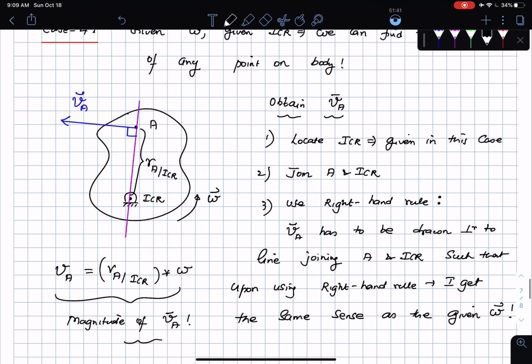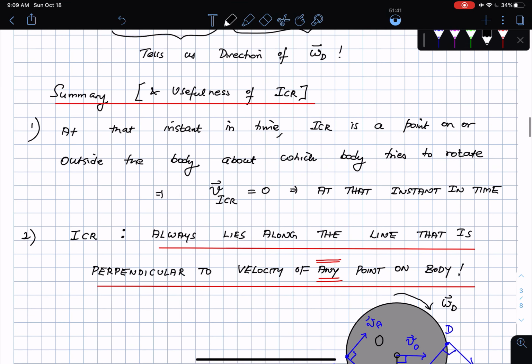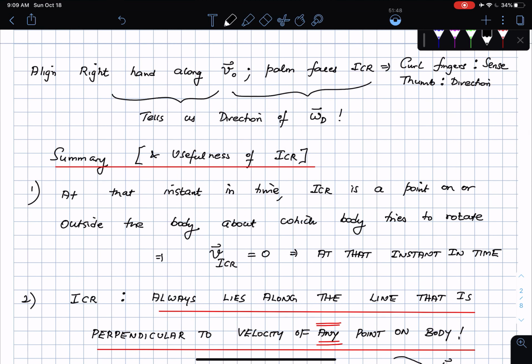So very briefly, I want to recap. Just the summary points that I had made. Summary and the usefulness of ICR. Instantaneous center of rotation: at that instant in time, it is a point on the body or outside the body about which the entire body is going to rotate. Velocity of the instantaneous center of rotation is 0 at that instant in time. This is extremely important. It is only at that instant in time. At the next time instant, I don't know what is going to happen to that ICR point.